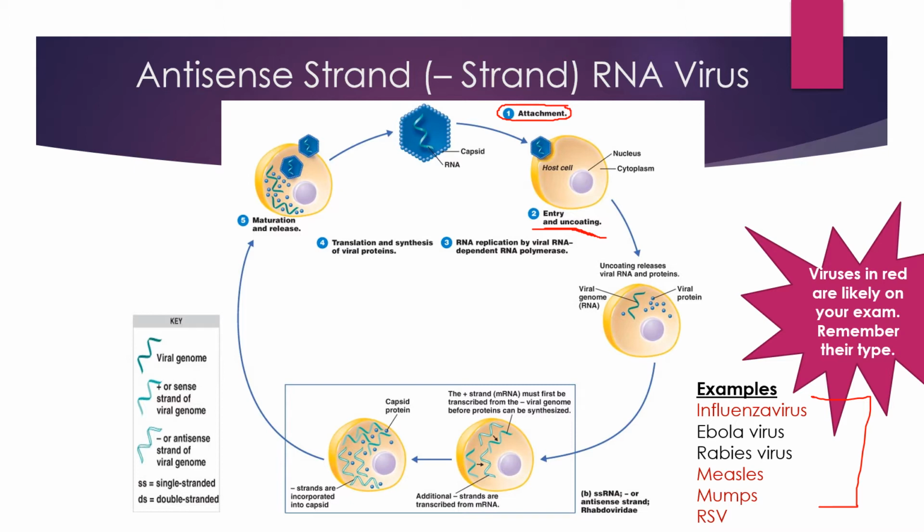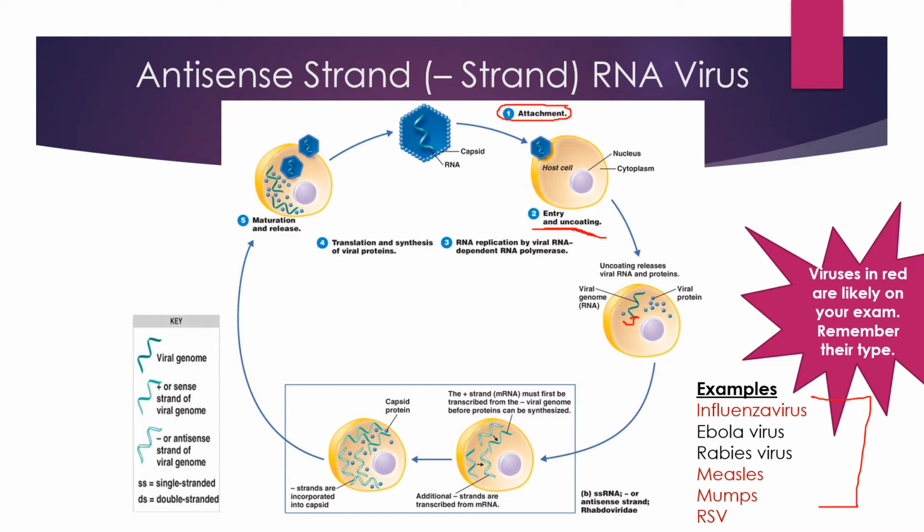The RNA-dependent RNA polymerase can then bind the RNA. Sometimes it's already bound to the RNA, but it'll start reading that RNA. It'll read the A's, U's, C's, and G's and make a complementary strand. In the case of a minus-strand virus, the complementary strand is a plus or a sense strand. Remember, the plus or sense strand acts like a messenger RNA.